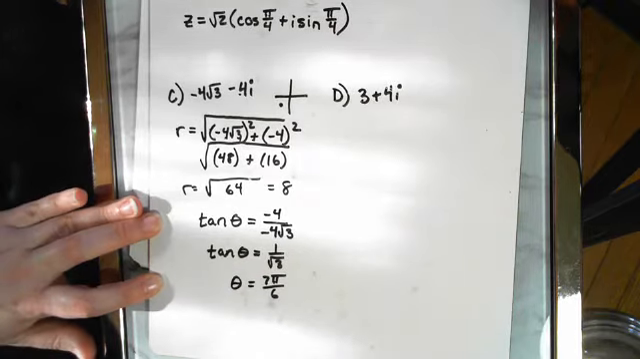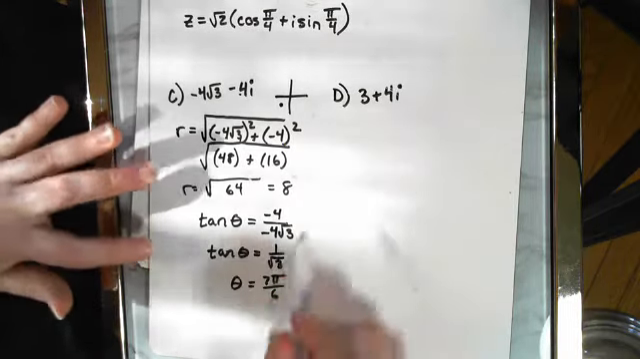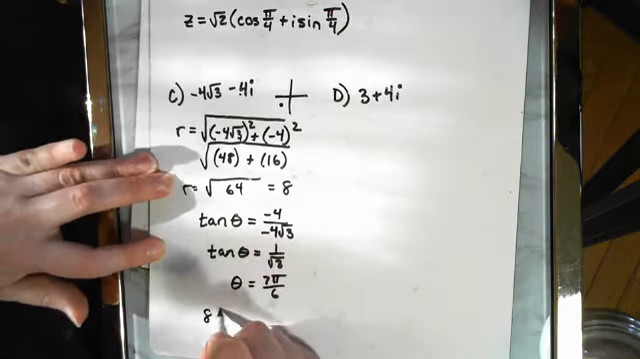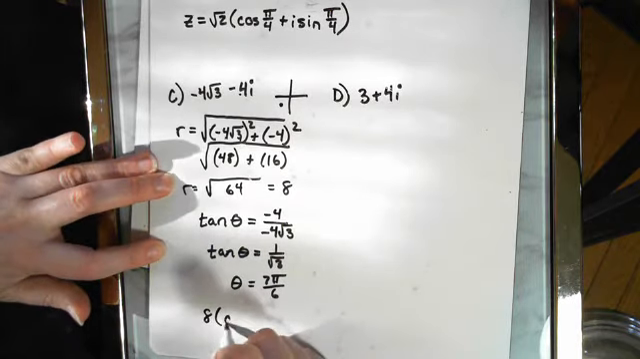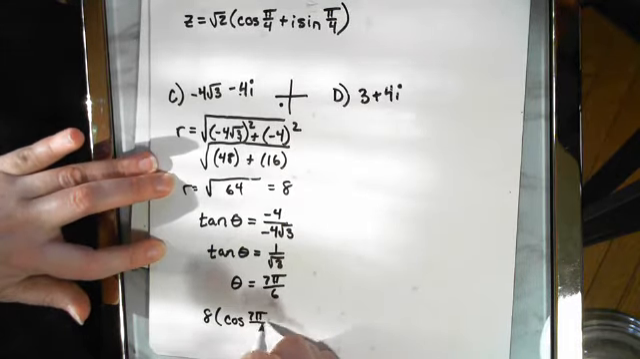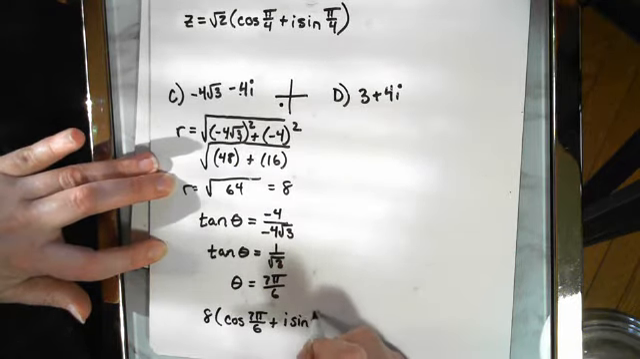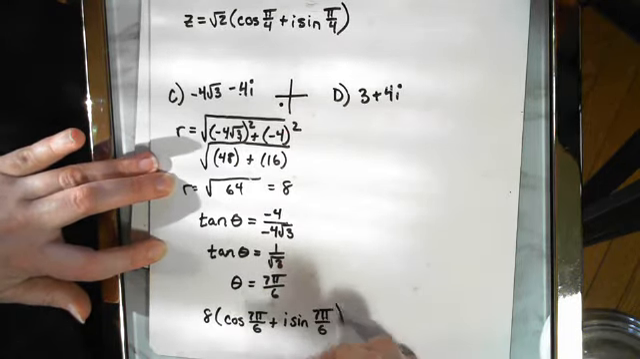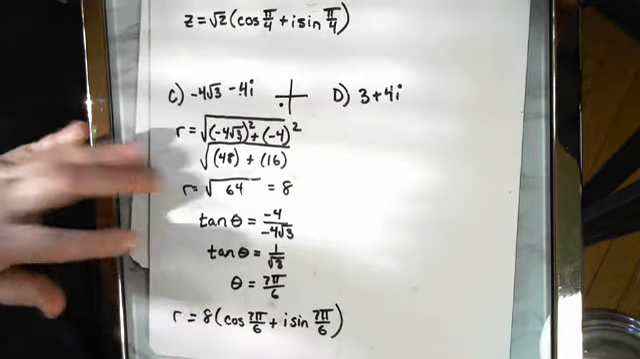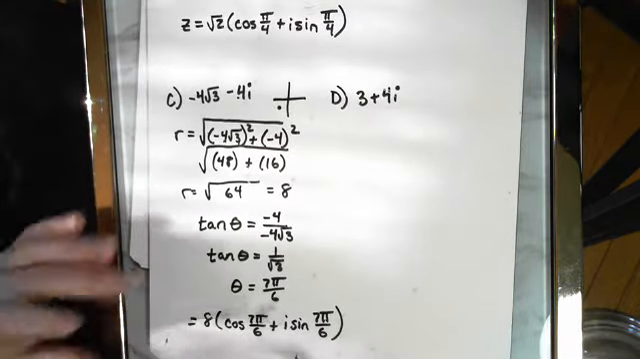Now I just need to put this into my complex number. So I have 8 times cosine of 7 pi over 6 plus i sine of 7 pi over 6. Oops, that's supposed to be a z.